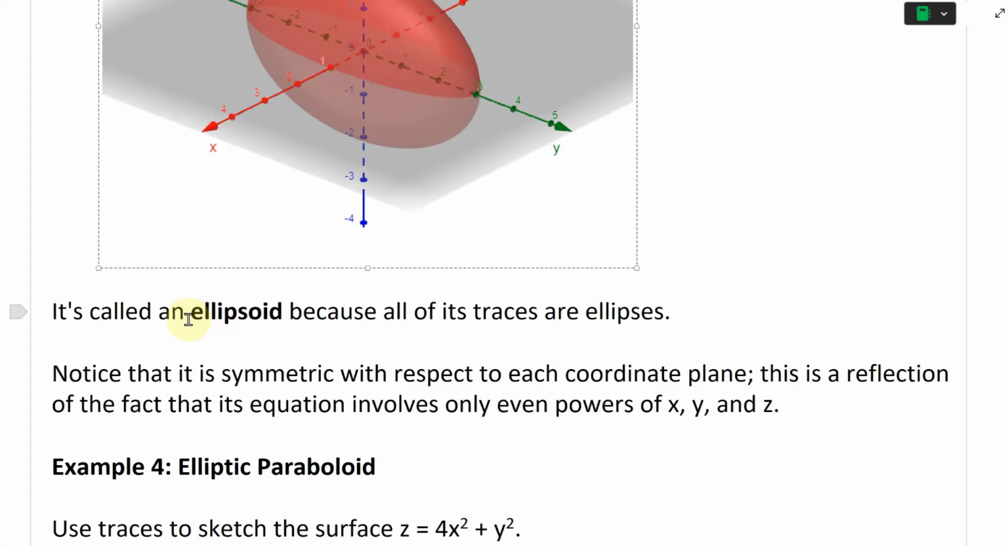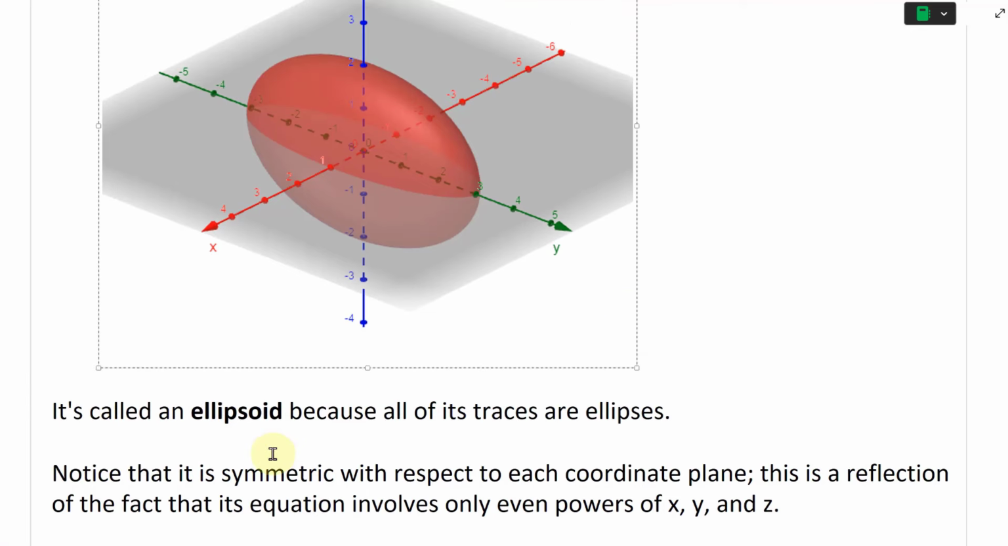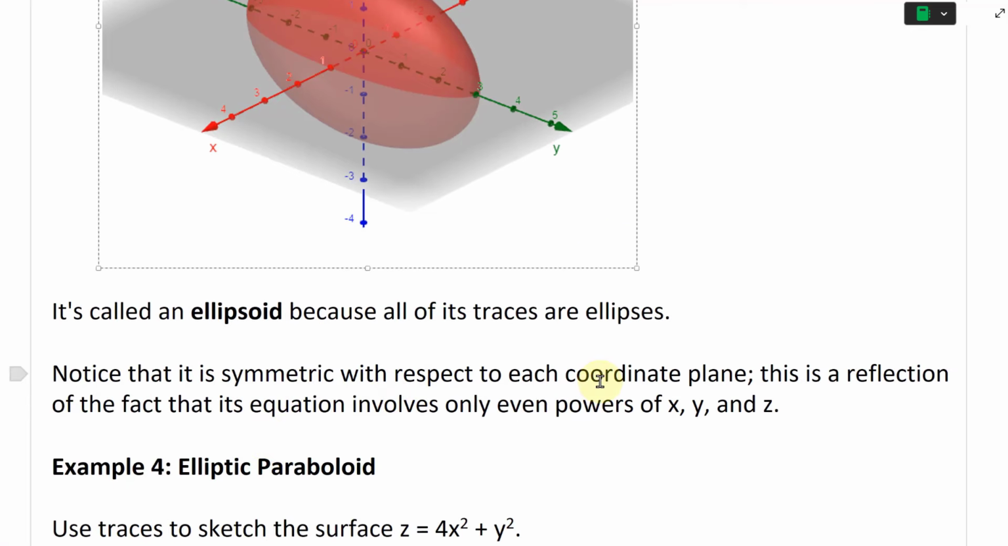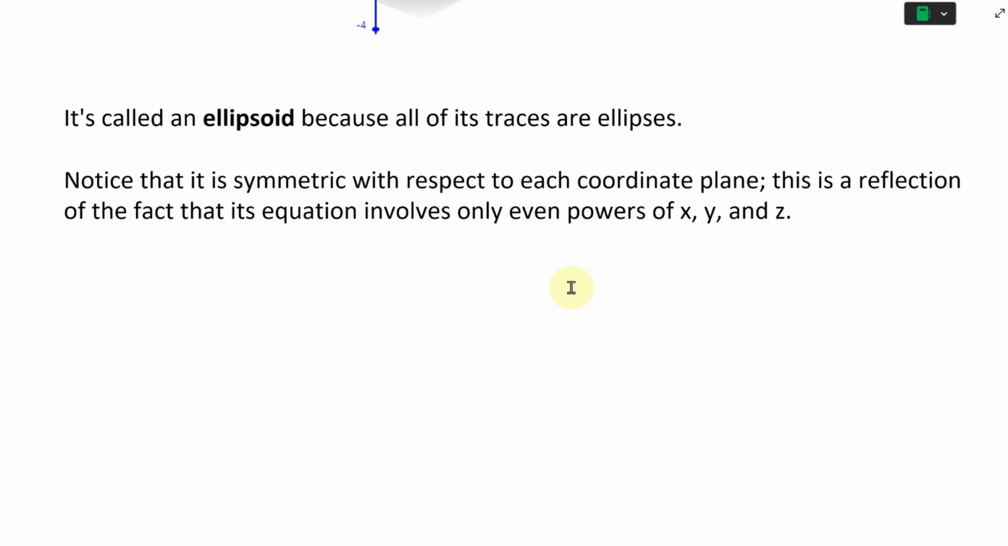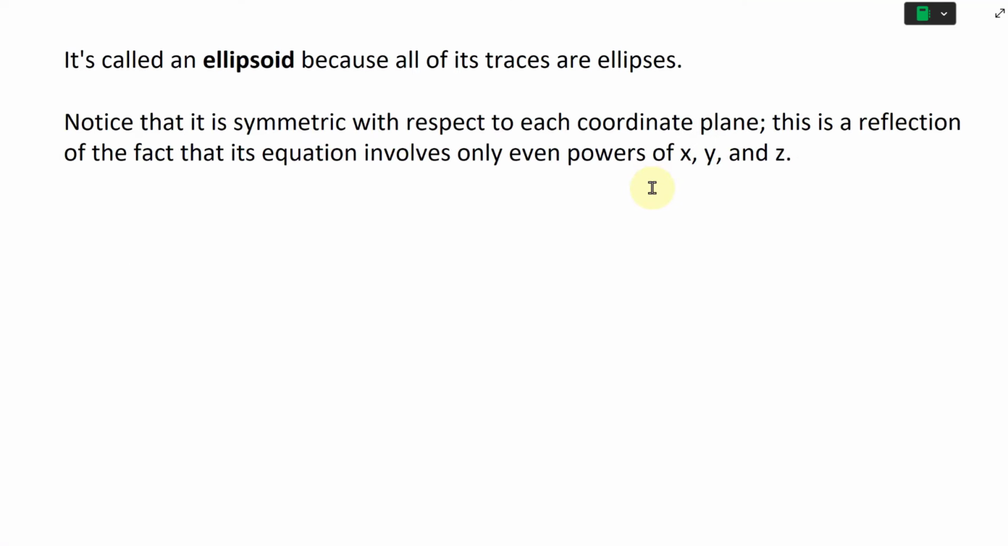So it's called an ellipsoid because all of its traces are ellipses. And notice that it is symmetric with respect to each coordinate plane. This is a reflection of the fact that its equation involves only even powers of x, y, and z. So that's pretty interesting. And it stems from the idea that if you have it squared, for example, it's all even powers. If you're solving that equation for x squared, you're going to have x squared equals something, et cetera. I'll just say dot, dot, dot.